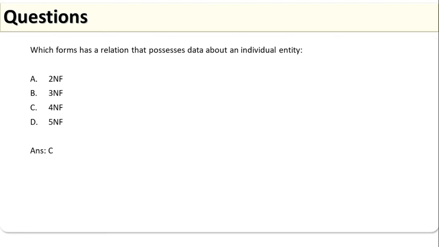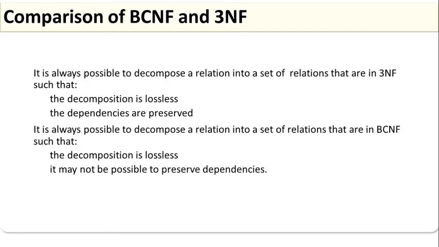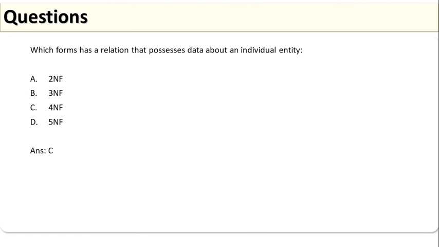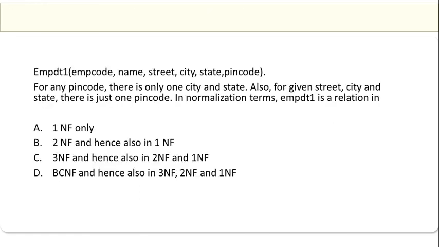Here is one question: a relational database possesses the individual entity. Then the comparison between BCNF and 3NF is over already. So employee department 1 has these many fields in it. For any pin code there is only one city and state. Also, for a given street and state there is just one pin code. Normalization of the relations is in a relationship.